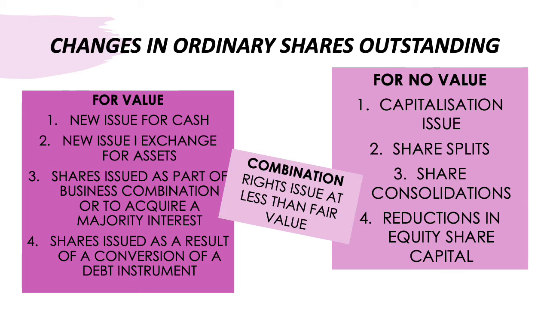When we have an issue of shares for no value, we restate the comparative period's weighted average number of ordinary shares outstanding. The third category is a combination of for value and for no value, and we have this when we have a rights issue at less than fair value. There will be a further explanation and example dealing with this specific category later on in this lecture.